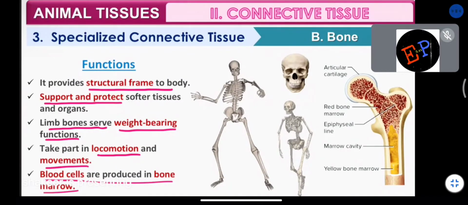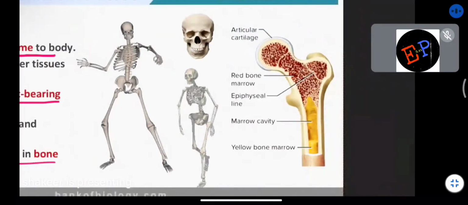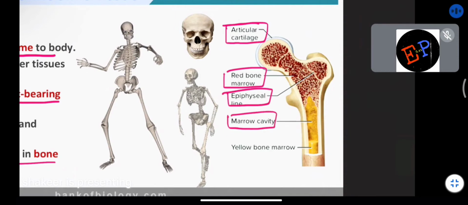Clear, no? So here you can find in the figure, articular cartilage is present. There is a small layer around this bone which is soft, and this layer is called articular cartilage. And red bone marrow, epiphyseal line, clear? Marrow cavity is present and yellow bone marrow is present. So these are the different parts which are present in the bone. Not important, just for your understanding.